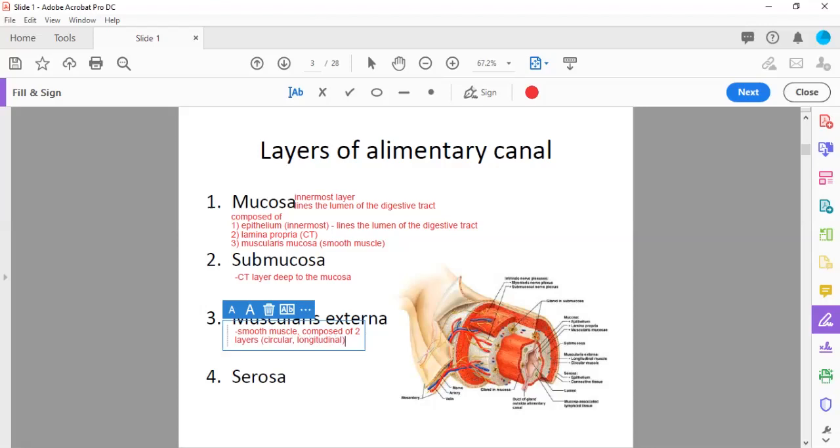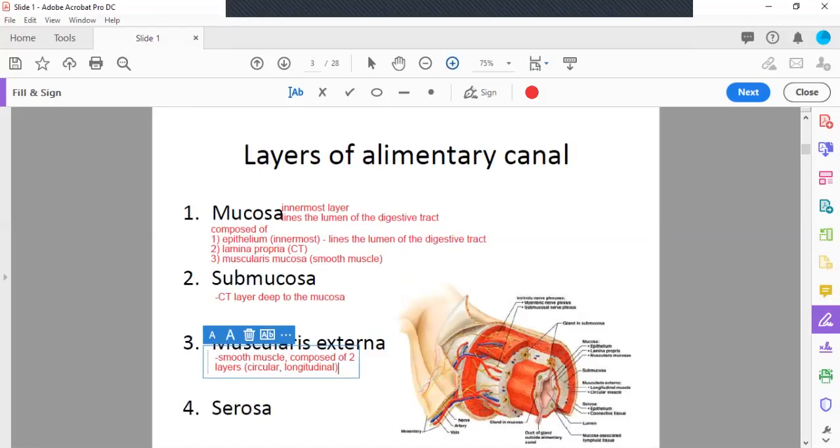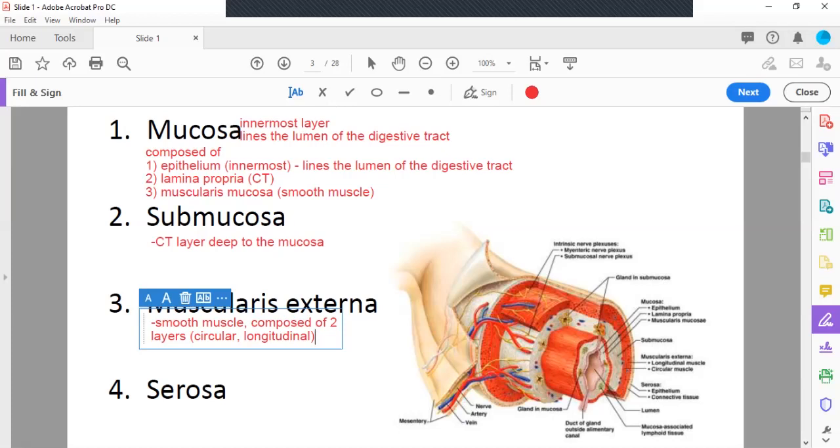Okay. Now, I'm going to zoom in for you to see this. You can see the circular layer and the longitudinal layer in this case. So which one is which? We can say the circular layer is more superficial. Deep to that is the longitudinal layer. So we're beginning from inside out. Okay. Now, if I were to ask you from outside in, it's a different case, correct? Okay. So this is all based on where is the initial site and where is the ending site.